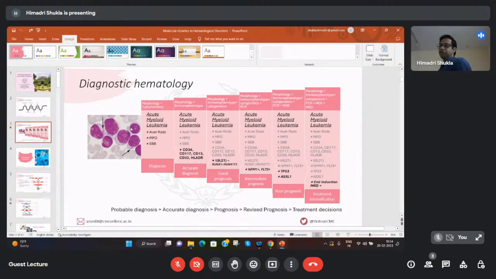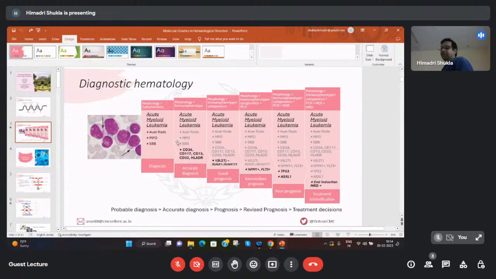So if you're restricting yourself to morphology, all you can say is probably this one is quite evident, but in some cases you will say probably it's a case of acute myeloid leukemia. You will get a little bit clearer picture when you do cytochemistry. You apply SBB or MPO, and if it gets positive, then probably you can say with a little more surety that it's a case of AML.